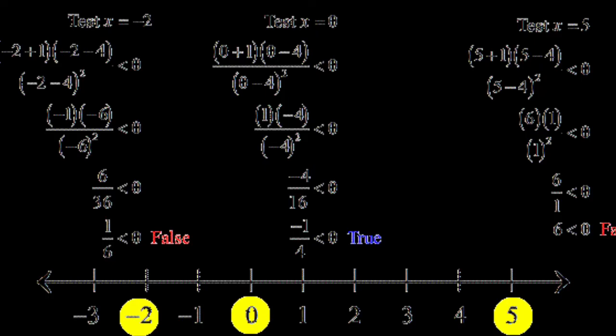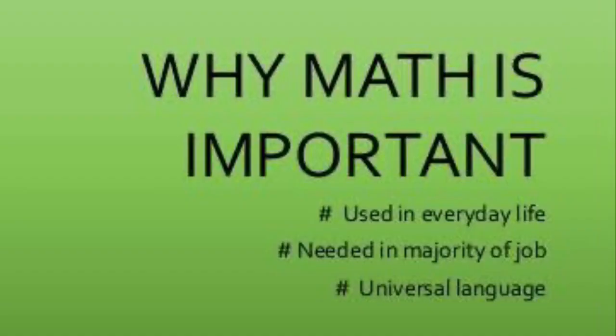Example number 2. You see these numbers here? Test x equals negative 2, test x equals 0, and test x equals 5. See, that's how you solve it. You solve it like that, and you finally get the answer.